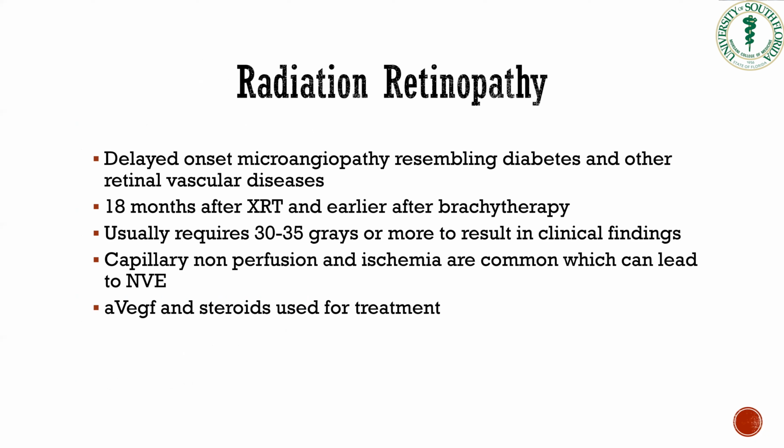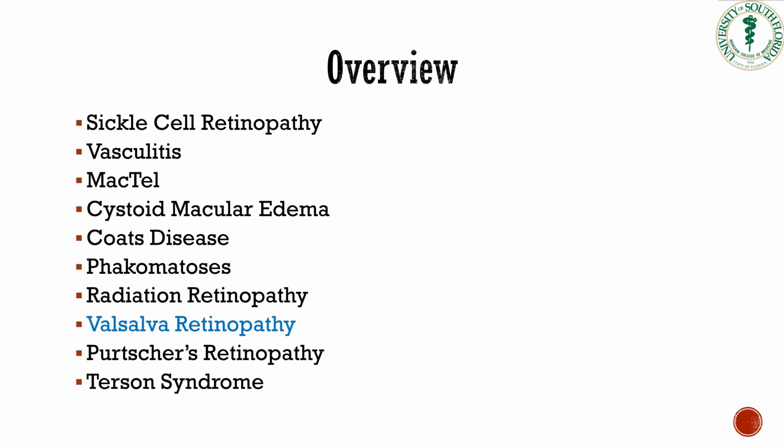On average, about 18 months after external beam radiation. Sometimes we can see it sooner after brachytherapy, but it does have a threshold amount of radiation to cause the clinical findings. It can have your typical ischemia and neovascularization, and like some of the other diseases, we do use the anti-VEGFs and steroids for treating these patients.